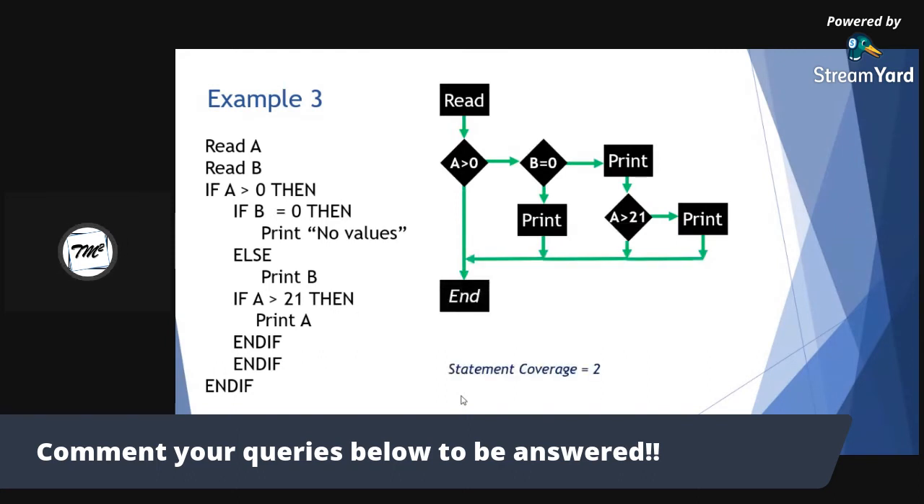Again, here if you see statement coverage is 2, no matter how big the control flow diagram is, because you have only one else in the program. So 1 plus 1 is 2.